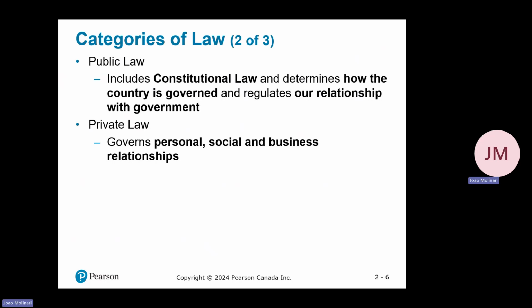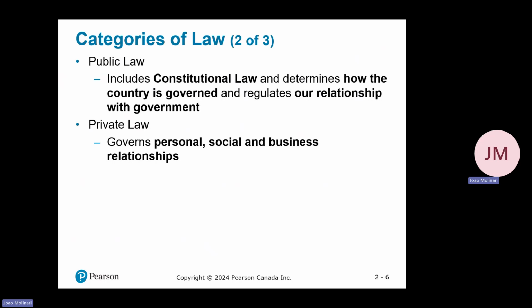Now, private law will govern personal, social, business relationships. So I do not use your laptop because of private law. Private law tells me that this laptop belongs to you, not to me. If I looked at your files when you are on a break, could be violation of privacy. Private law, you can sue me. You see, there's no government involved here.